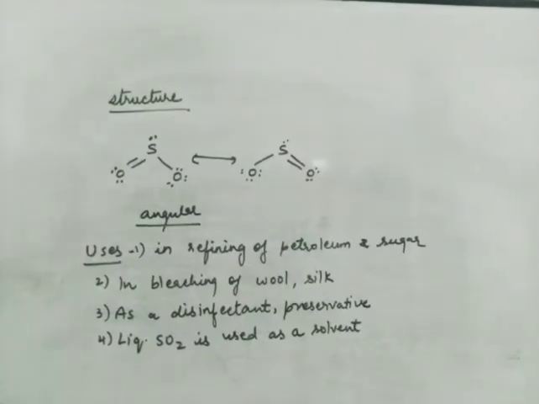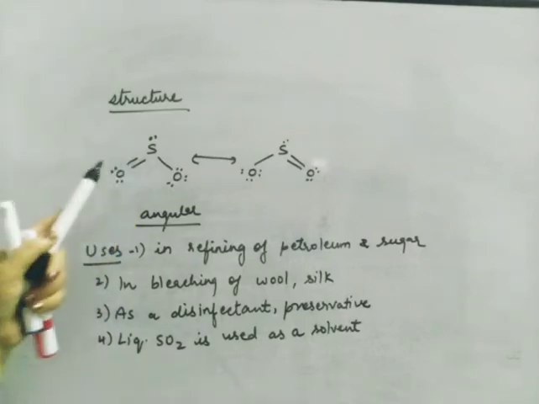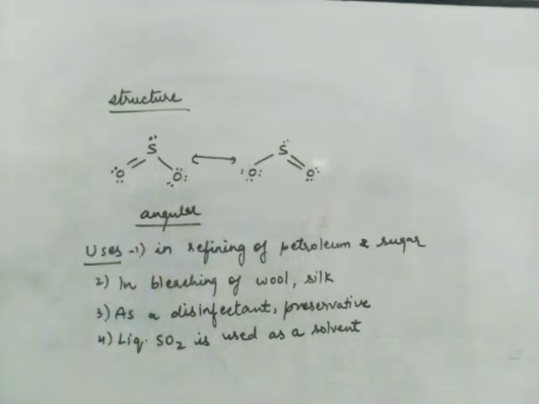Now next is the structure. Sulfur dioxide has an angular structure. You can see resonance is there because lone pair and multiple bonds are there, so the position of the double bond can change. So it is the resonance hybrid of the two canonical structures. So this is the structure of sulfur dioxide.